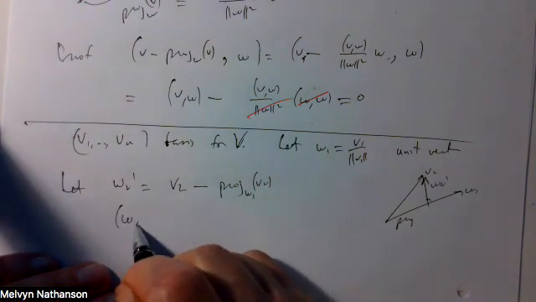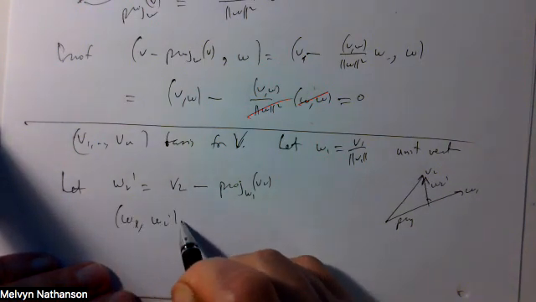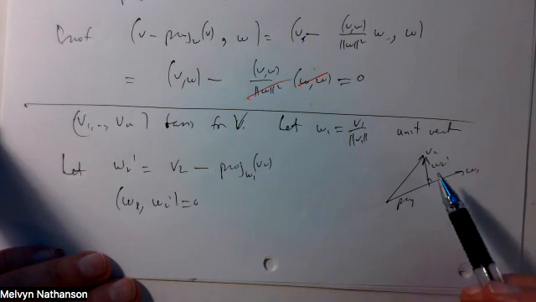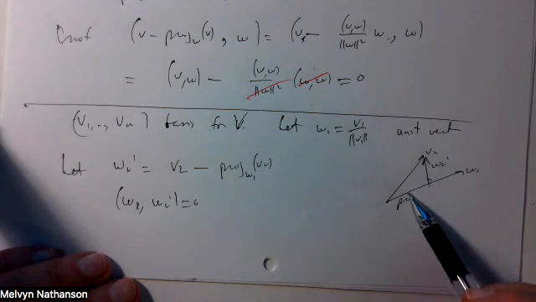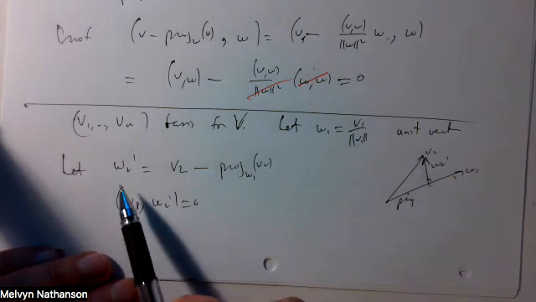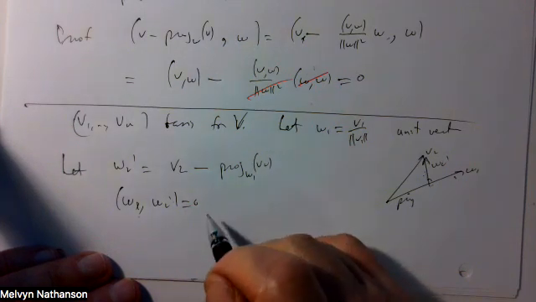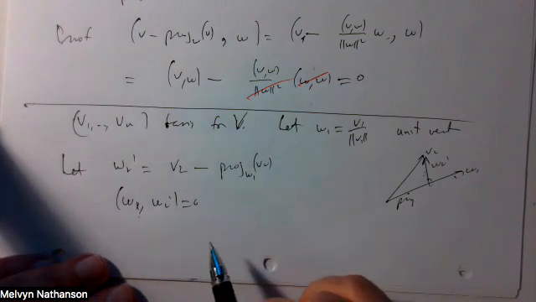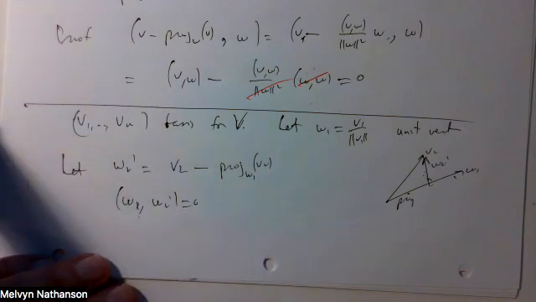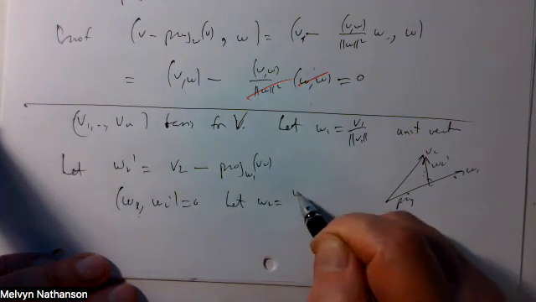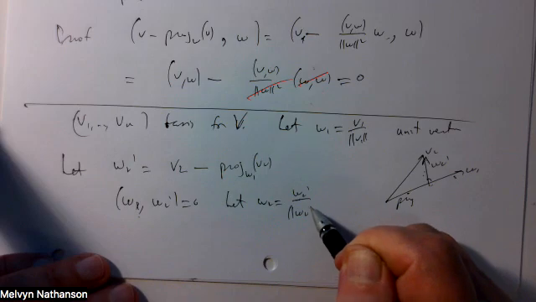So W1 and W2 prime are perpendicular. Their inner product is 0. That's what I just showed. If you take a vector and subtract its projection in the direction of another vector, you get something perpendicular to that other vector. So W1 and W2 prime are perpendicular. W2 prime isn't 0, because the vectors in my basis are linearly independent to begin with.